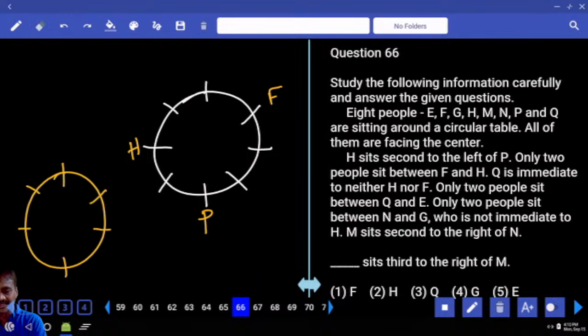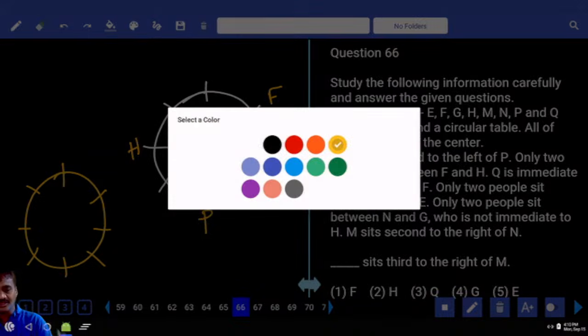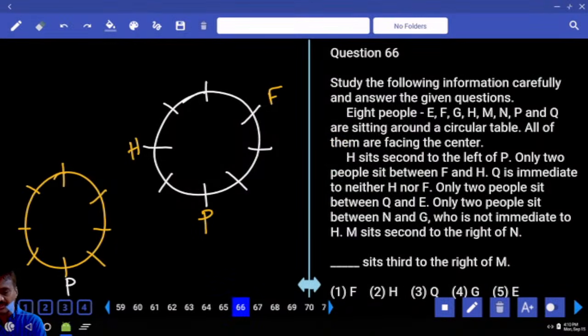Then, in the second case, let us take like this. Now, P is here and H is here. And now, how many persons in between H and F? 2 people. Clear? In the first case, we have taken F second to the left of H, and here on the right-hand side. Q is an immediate neighbor of neither H nor F. Now, Q cannot be here, cannot be here. What is the only possibility? Q is here.